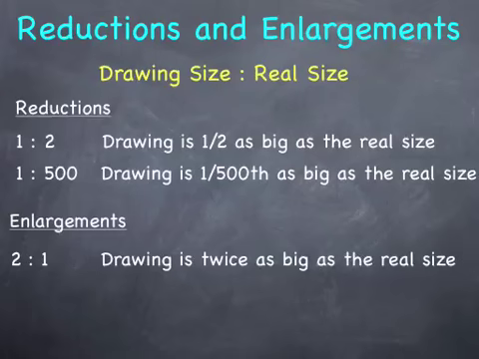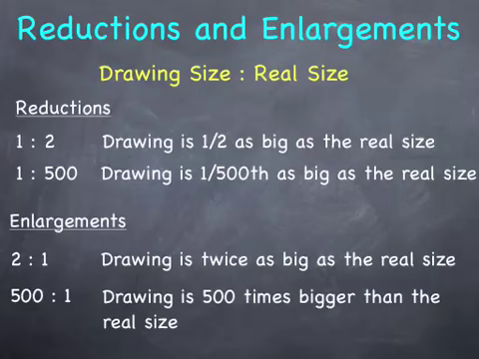The drawing is twice as big because the drawing's always on the left-hand side of the ratio. Or if you look at 500 to 1, the drawing's 500 times bigger than the real size. So that's how the scale works. The left-hand side is the drawing, and the right-hand side is the real or original size. It's important you know that when you're doing your calculations and drawings.